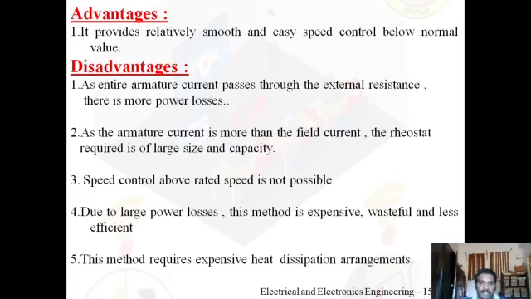This method requires expensive heat dissipation arrangements. As the losses increase, automatically a suitable cooling arrangement for the dissipation of heat has to be arranged. Again, it makes the method more expensive. A large cooling requirement should be there in order to dissipate this heat to the surrounding medium. Therefore, expensive heat dissipation arrangements should be made.